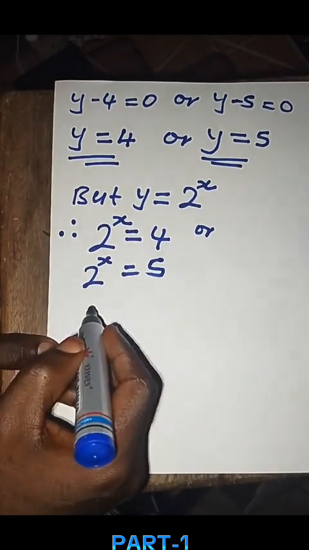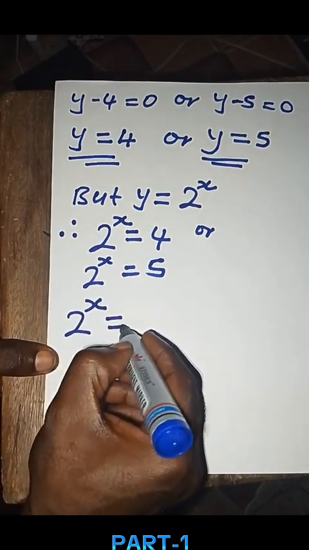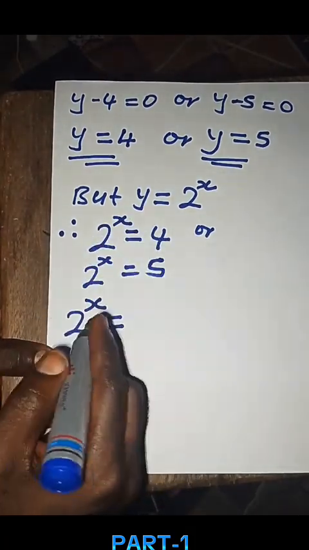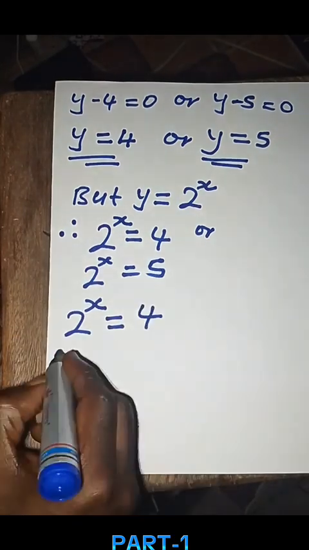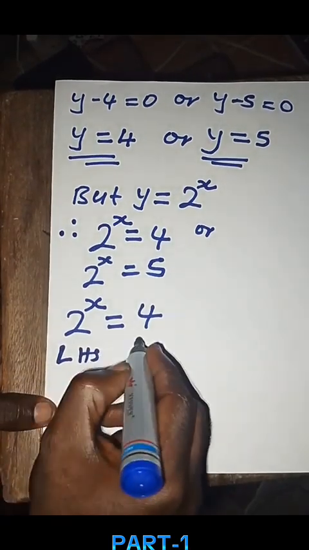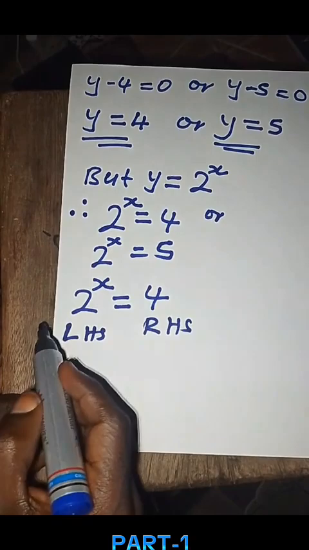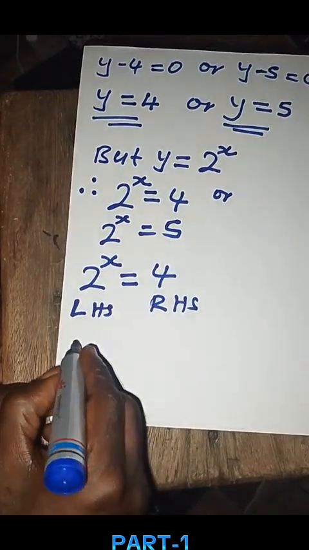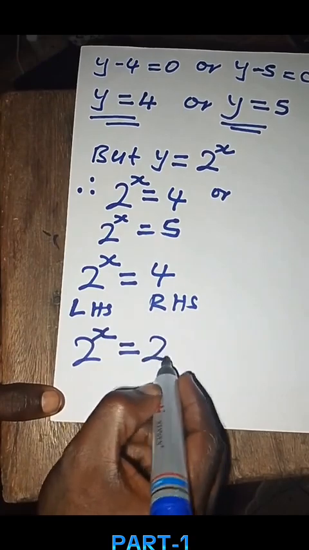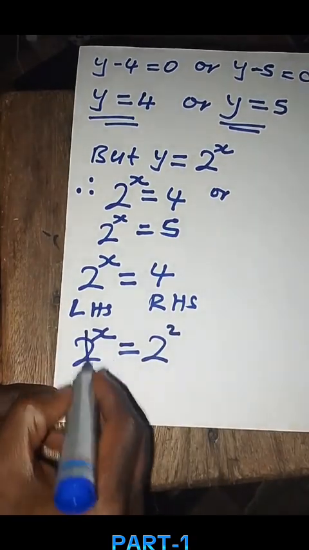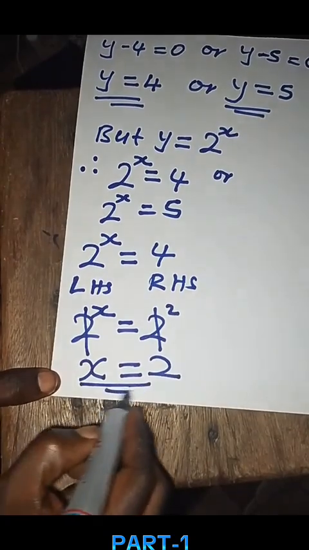All right, so let's solve the first one. That is 2 to the x is equal to 4. We want to satisfy the two sides. This is the left hand side, and this is the right hand side as usual. So we want to make sure that both the left and right hand sides are the same. So we take 2 to the power x is equal to 4, so 2 raised to which value can give us 4? It's only 2 to the power 2. So we cancel the bases and equate the powers. So x is equal to 2. So this is the first value for x.